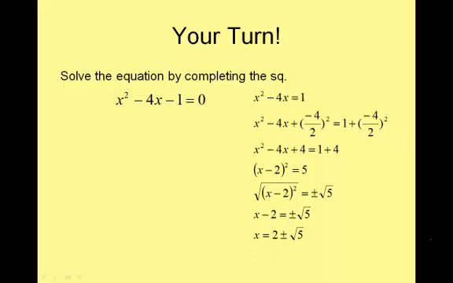So you get x squared minus 4x plus 4. If you factor that on the left, you get x minus 2 squared. On the right, you get 1 plus 4, so you get 5. If you take the square root of both sides, remember, you've got to add plus or minus to the right. So you get x minus 2 equals plus or minus root 5. Take the 2 over, so you get 2 plus root 5, or 2 minus root 5.